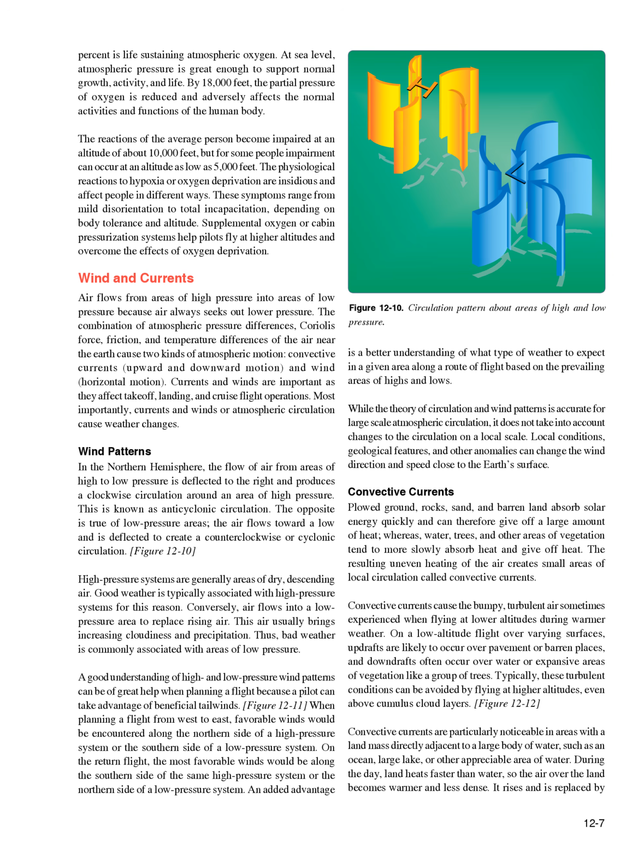Wind patterns in the northern hemisphere: the flow of air from areas of high to low pressure is deflected to the right and produces a clockwise circulation around an area of high pressure. This is known as anticyclonic circulation. The opposite is true of low pressure areas: the air flows toward a low and is deflected to create a counterclockwise, or cyclonic, circulation. Figure 12.10.